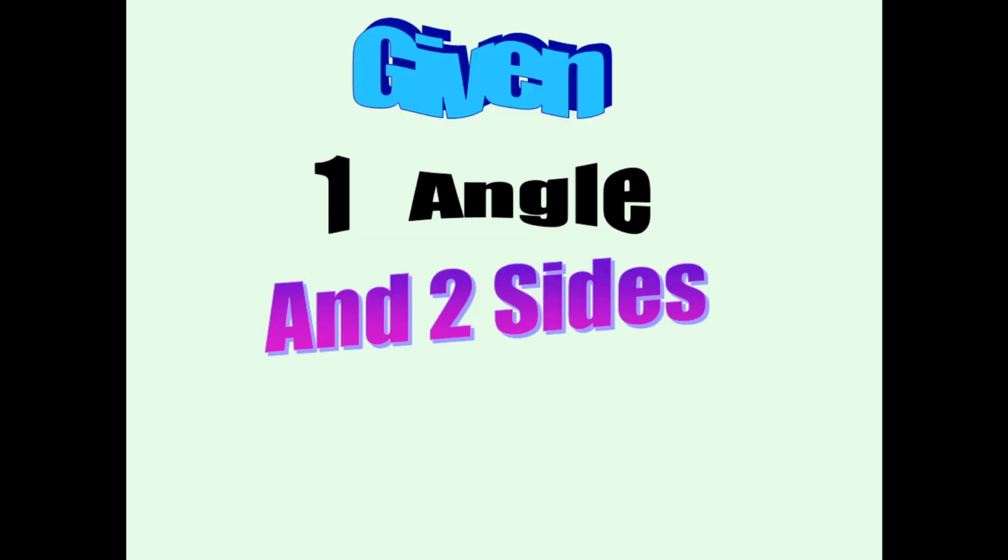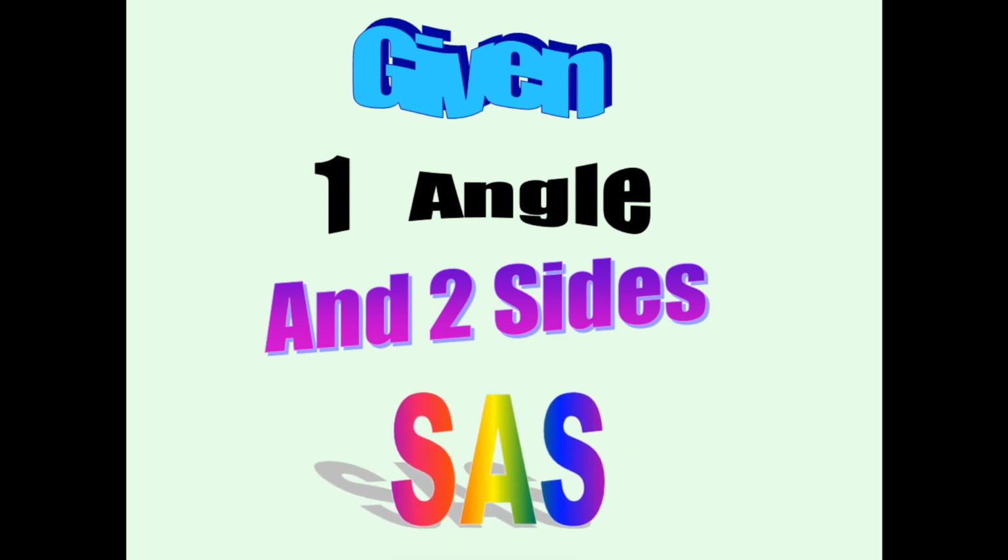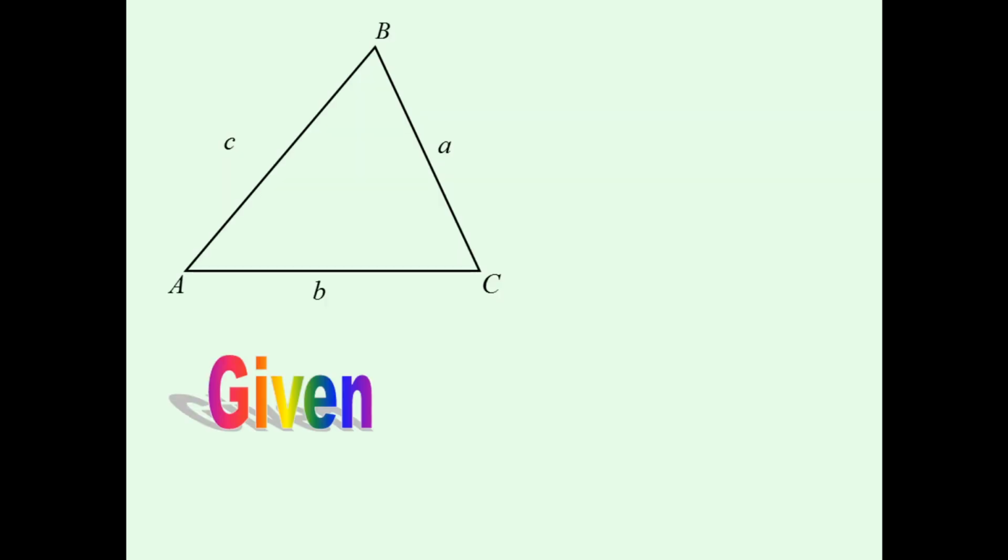Given one angle and two sides, so let's say that back to geometry, we do have a condition like SAS, side angle side. And normally SAS is the one that we use to prove congruent triangles. But this time we're using it as a given condition. So let's say we do have a regular triangle, given angle A, segment B, and segment C.